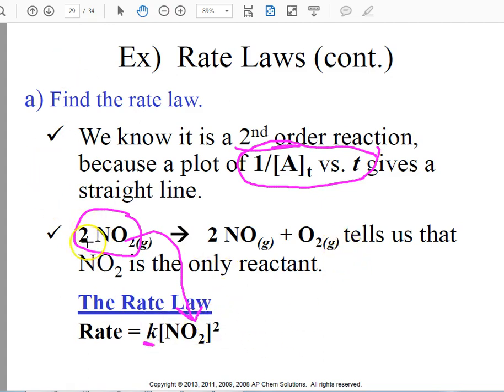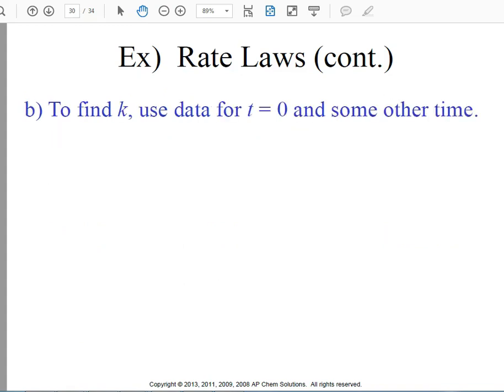And also, in this case, my coefficient is my order, but that doesn't mean that coefficients are orders. Okay? It just happens to be a coincidence in this case, so watch out for that. You have to have experimental data to figure out the order. You can't just use the coefficient.